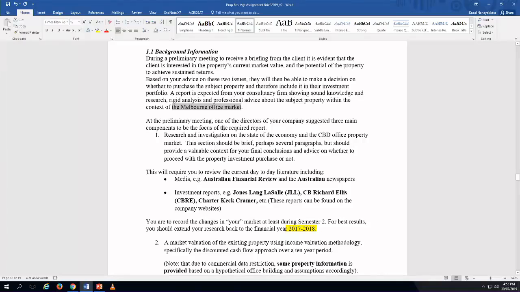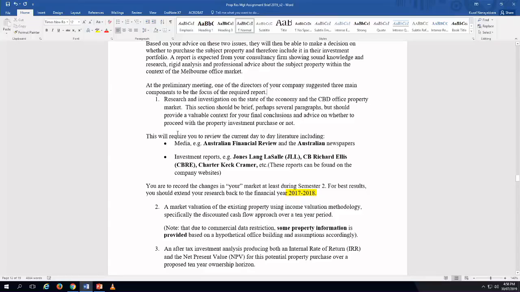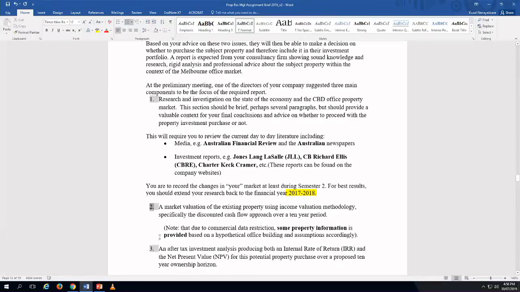At the preliminary meeting, one of the directors of your company suggested three main components to be focused on in the required report. That's your focus now, right? This is 1, 2, 3. Focus 1: research and investigation on the state of economics and the CBD office property market. This section should be brief, perhaps several paragraphs, but should provide a valuable context for your final conclusion and advice on whether to proceed with the property investment purchase or not.